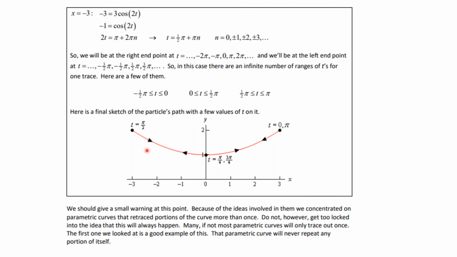This was pi over 4. This is pi over 2. You come back at 3 pi over 4, and you get to pi. Make sure you understand what's going on here. Going from 0 to pi over 2, you traced it once, and when you go back, you trace it again. So you end up tracing it twice. Now, that doesn't always happen. For example, if you go back to the very first example we did in this lecture, that parametric curve will never repeat a portion of itself.